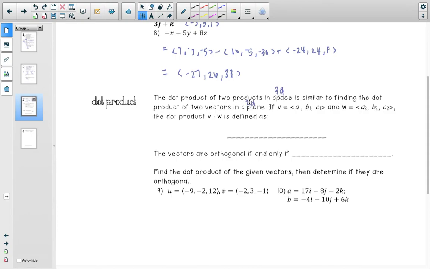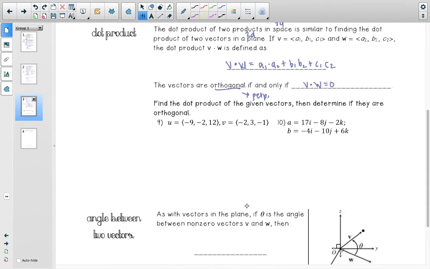So if you have V and W in 3 dimensions, it's really not that difficult. You just take the A's times each other, the B's times each other, and the C's times each other. That's it. Okay? And remember, they're orthogonal, which is perpendicular, only if the dot product is 0. So we're going to do the dot product and then figure out if they're orthogonal.